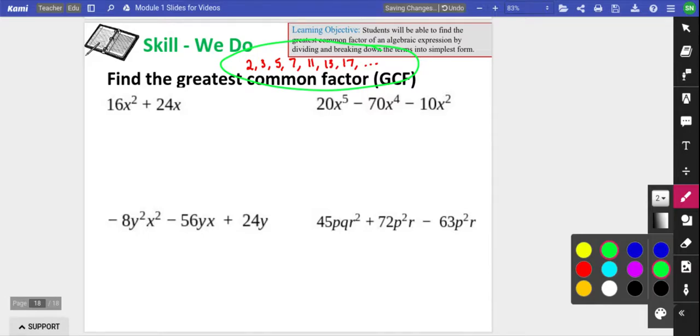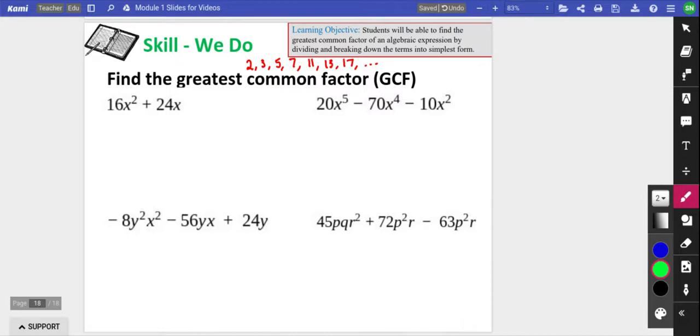Those are prime numbers. Prime numbers are numbers that cannot be broken down any further. The only way to get those numbers would be multiplying that number times 1. So as soon as you see any of those numbers in what we're doing, you can stop.